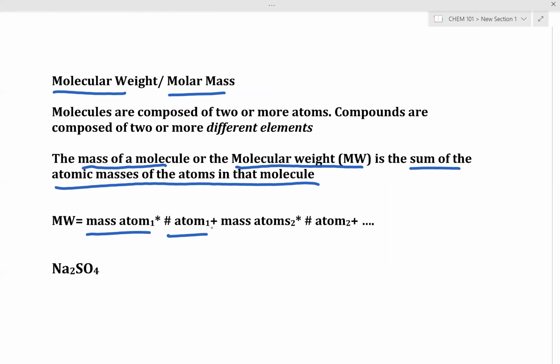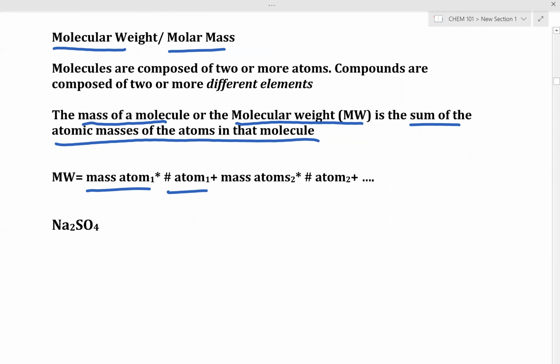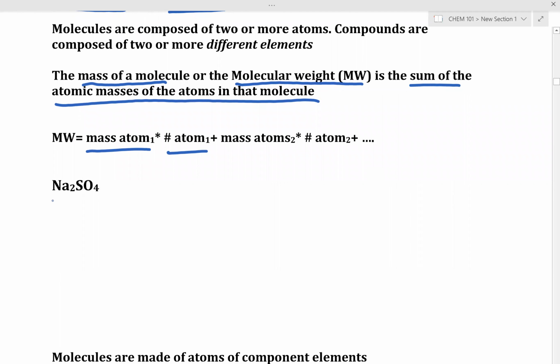So to showcase how this works, we're going to go to sodium sulfate, Na2SO4. I always like to draw a picture when I'm starting out with this. So let's first read our formula and figure out how many atoms of each element we have. Looking at Na2SO4, how many sodium atoms do we have? How many Na symbols should I draw? 2. So I'm going to draw 2 sodium symbols, okay?